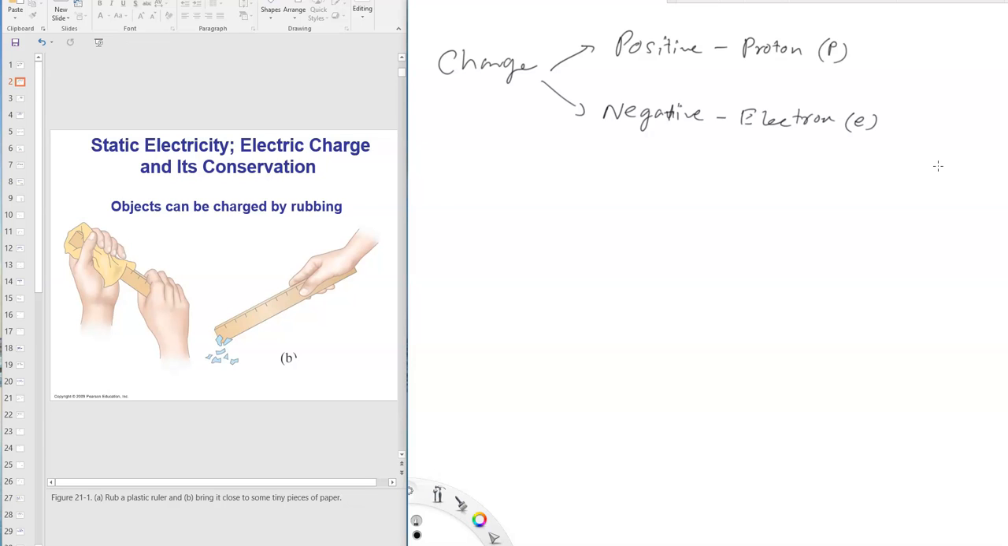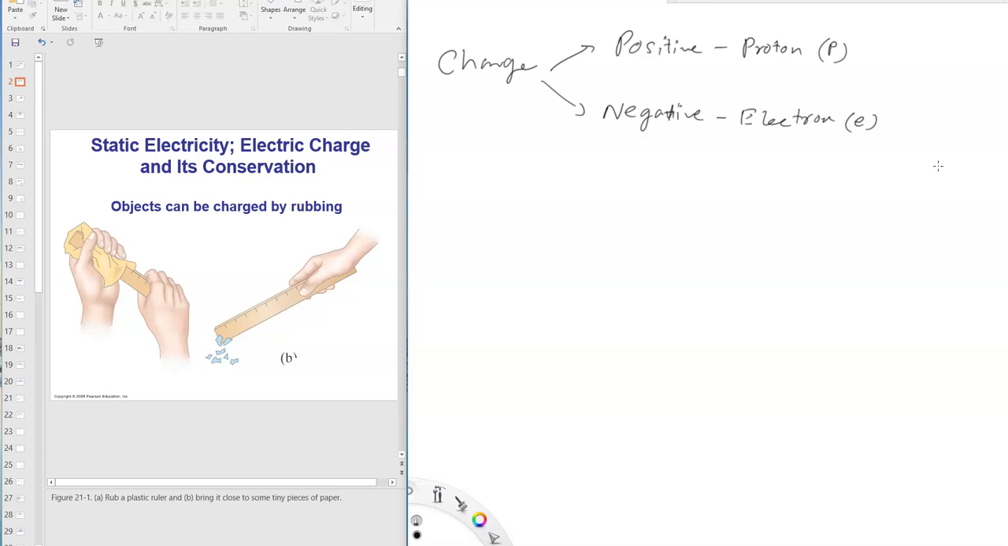Before doing that, have some little pieces of paper. Take a piece of paper and cut it into tiny little pieces. They have to be really small, like the size of a grain of salt or sugar. Then take the wooden pencil or the plastic pen and rub it against a piece of cloth. It has to be dry, or you can rub it against your hair.